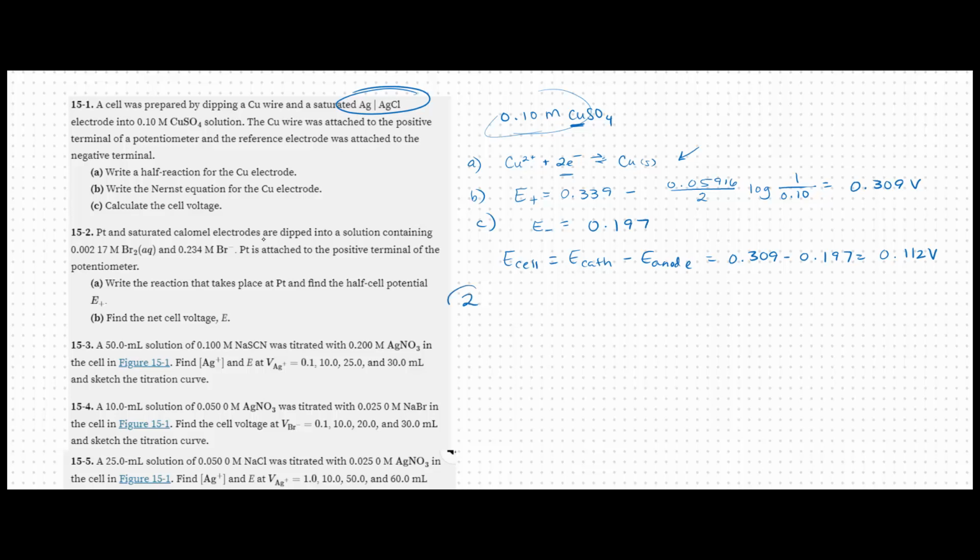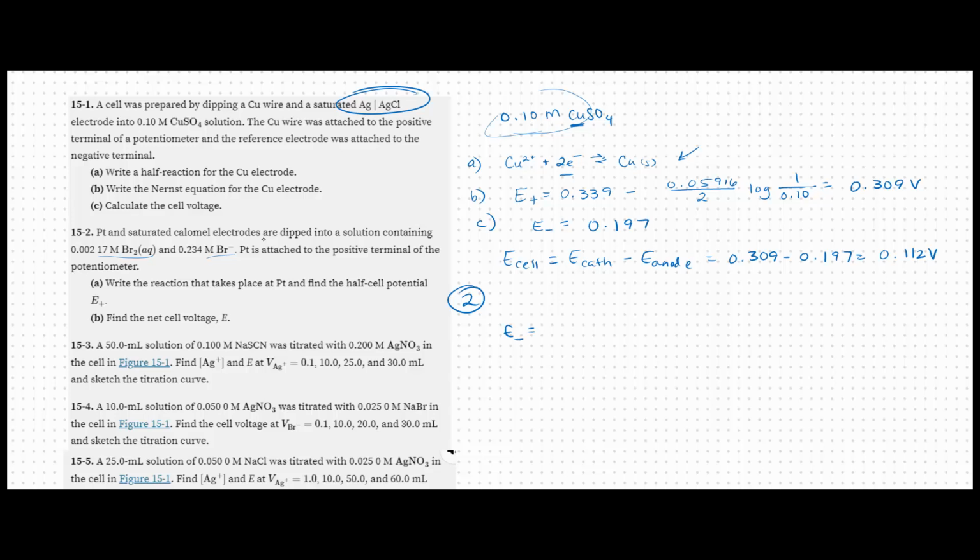Number 2, platinum and saturated calomel electrodes are dipped into a solution containing this amount of bromine and this amount of bromide. Platinum is attached to the positive terminal. So the platinum attached to the positive terminal, that tells us that it is attached to the cathode. And our calomel electrode is going to be the anode. So we're going to write the reaction that takes place at platinum and find the half cell potential. But I'm going to do the anode first because that's just what I'm more comfortable with.